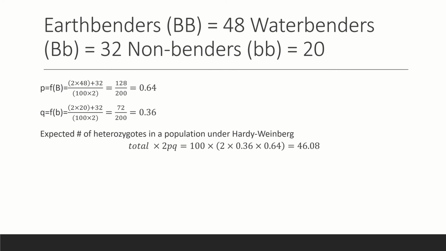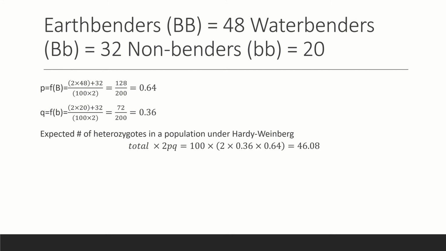So to find the frequency of big B, we're going to do 2 times 48 plus 32, divided by 100 times 2. We're multiplying 48 by 2 because each earth bender has 2 big B alleles, and plus 32 because the heterozygotes only have 1 big B allele. And we're dividing by 200 because the population is comprised of 100 people, each with 2 alleles. And this gives us the frequency of 0.64 for big B.